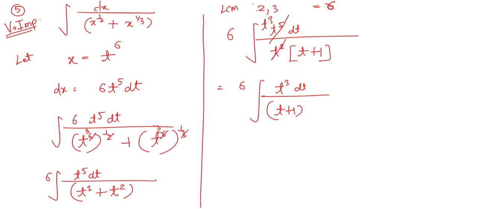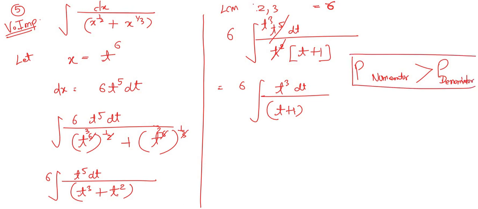Fine. Now what do we do? See, the numerator power is more. Whenever the power of the numerator is always more than the power of the denominator, always, what do we do? There is a rule. In any algebraic function, when the numerator power is more than the denominator, what should we do? We should always divide. So let me divide t cube by t plus 1.